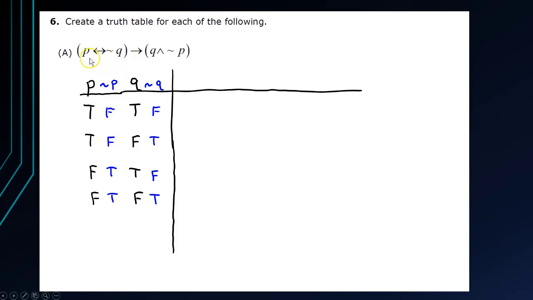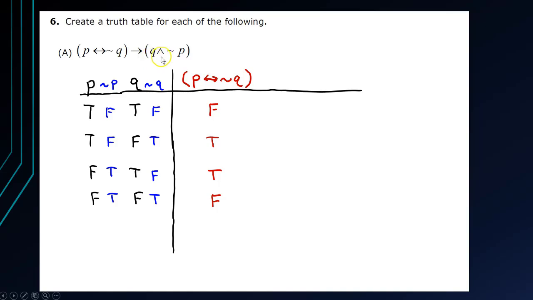Now, I'm looking at P if and only if not Q. So I'm looking at this column here and this column here. And this is only going to be true if both of these are true at the same time or both of them are false, so they're both the same truth value. If they're opposite truth values, it's false. So here they're opposite truth values, so it would be false. Here they're the same truth value, so it's true. Here they're the same truth value, so it's true. Here they're opposite truth values, so it's false. So it's false, true, true, false.